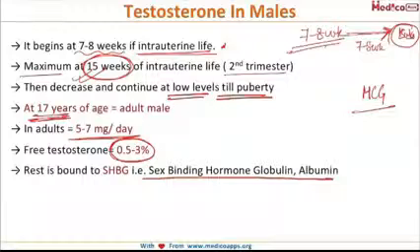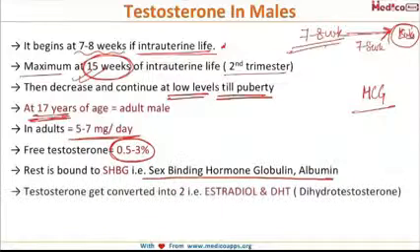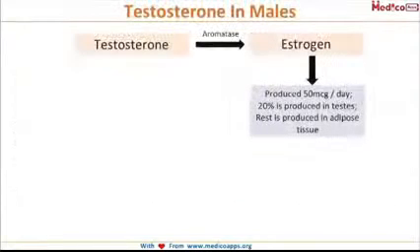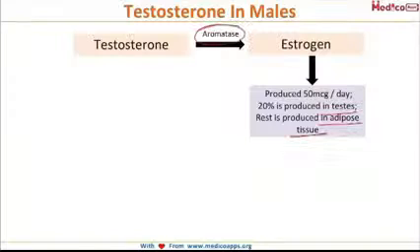Now testosterone in males is converted into estradiol and dihydrotestosterone. And what are the enzymes involved in this? Testosterone is converted into estrogen by the enzyme aromatase. And where does it occur? 20% of this aromatization occurs in the testis and the rest in the adipose tissue. And this aromatization converts testosterone into estrogen. And what is the daily production of estrogen? It is 50 microgram per day.